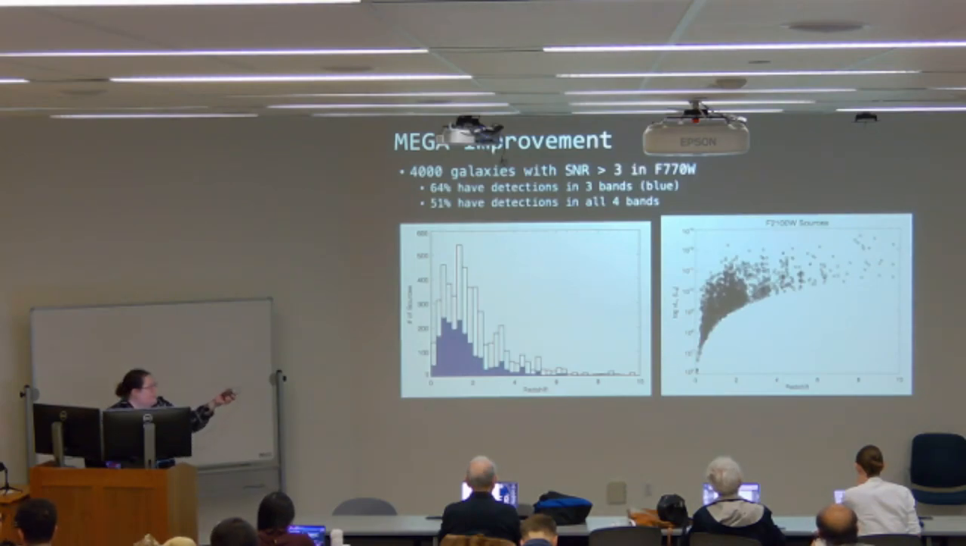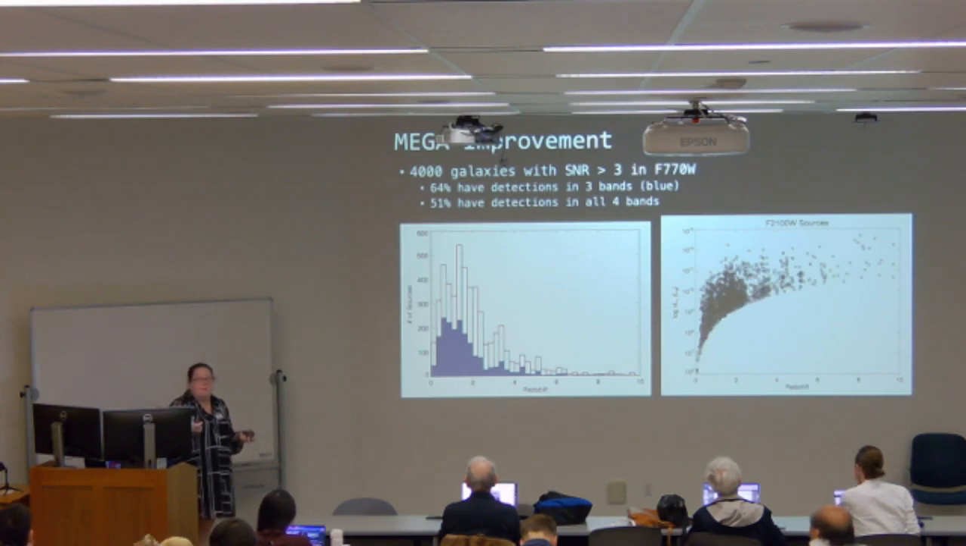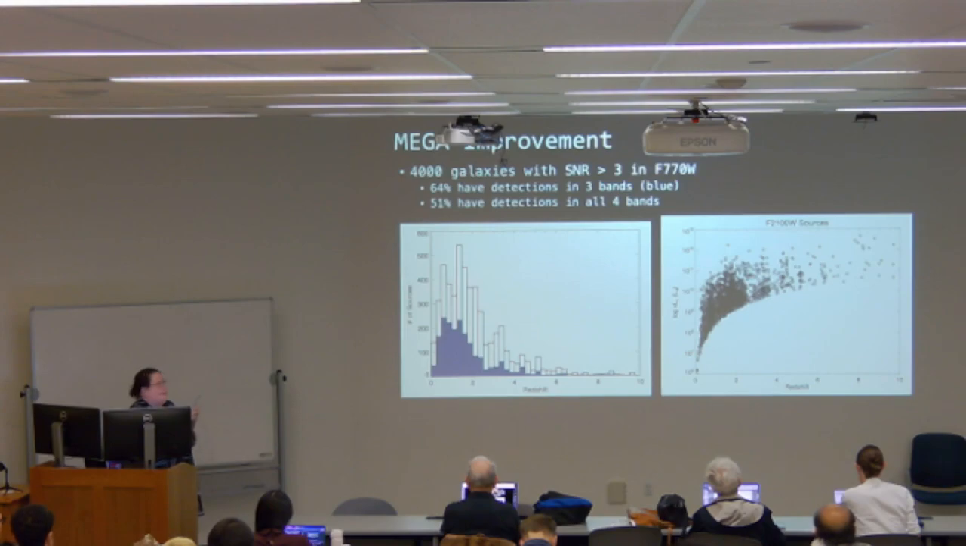And this is now 21 microns, which is my favorite band, because I really want to probe the dust as long as possible. And now we are seeing many, many more high redshift galaxies. So that population's not missing anymore. You just need to do a large area MIRI survey to get at it.